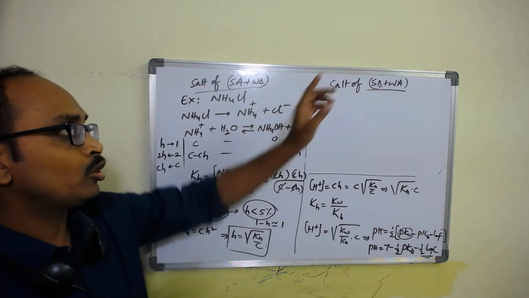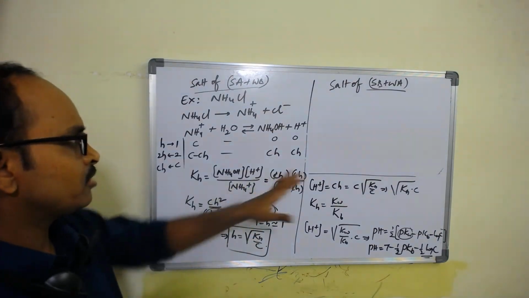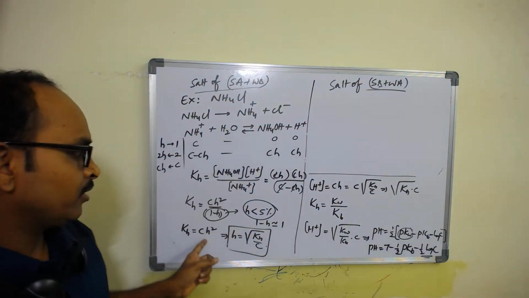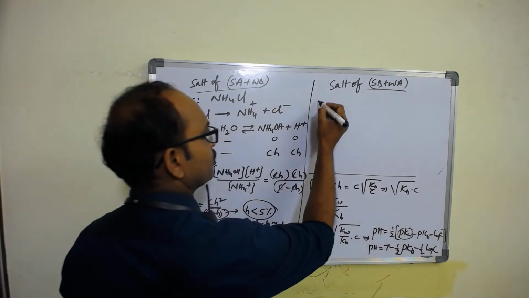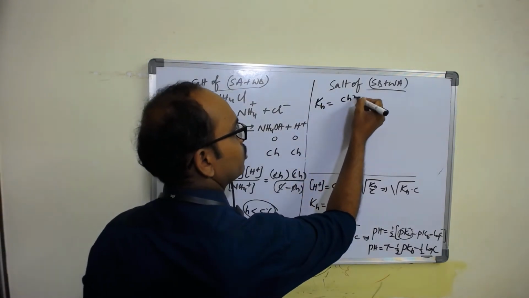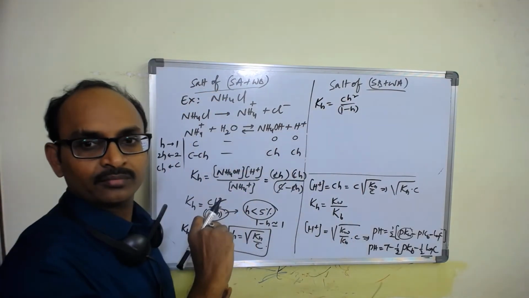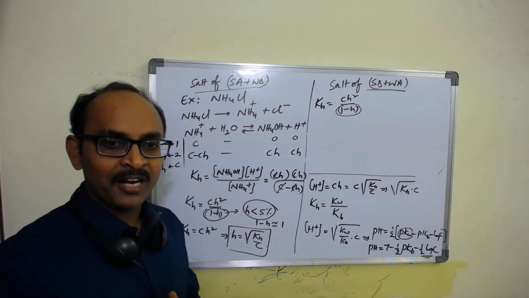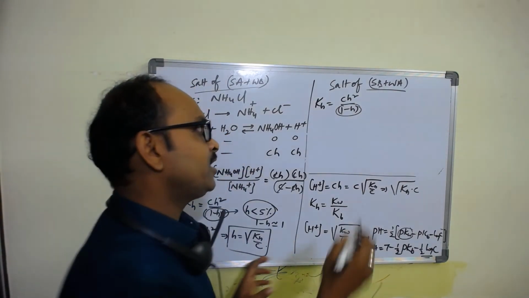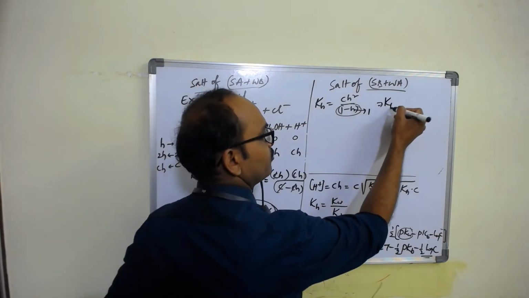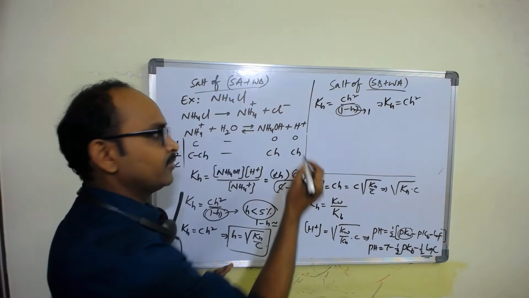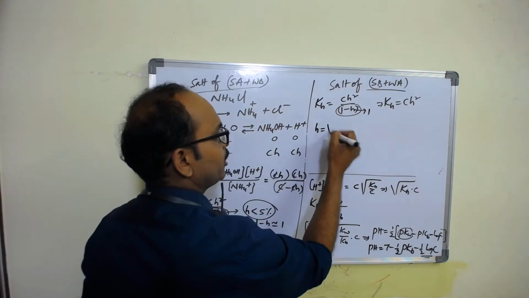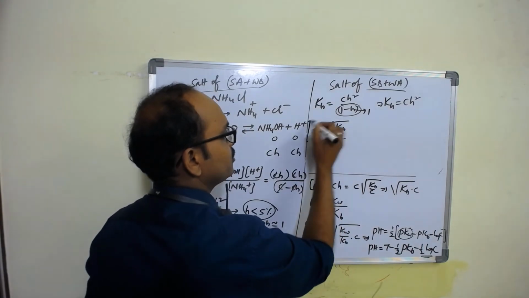In case of salt of strong base and weak acid, I'm not giving all these examples, I'll be directly giving the formula. You can remember it. What you can take for h? KH is equal to Ch square by 1 minus h. And if there is the assumption we can apply, if it is less than 5%, you can take it as 1. Then KH will come equal to Ch square. Then h will be equal to square root of KH by C.